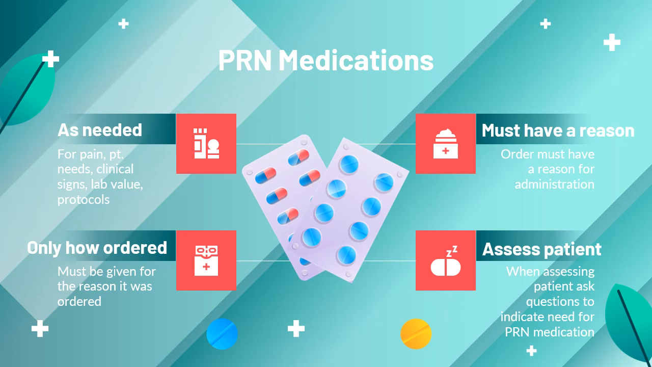Next, assess your patient. When you're assessing your patient, ask them questions that indicate they might need one of the PRN medication orders that are ordered. So at the beginning of shift, when you're looking up your medications, go ahead and look at the PRN medications. It'll indicate to you what the patient might want or need during your shift, and when you're assessing them, you can ask that and go ahead and know what they need.